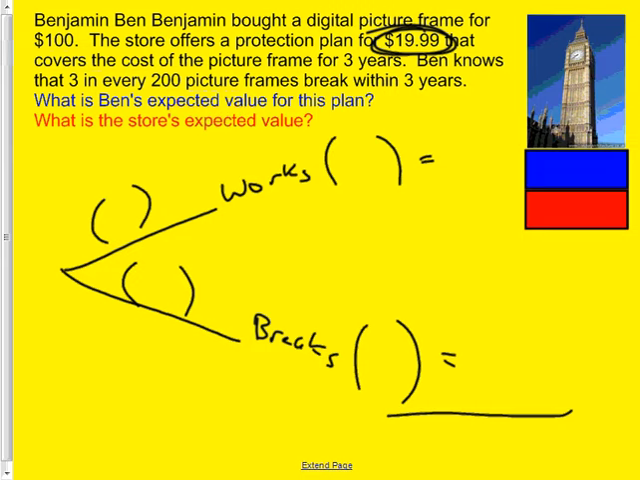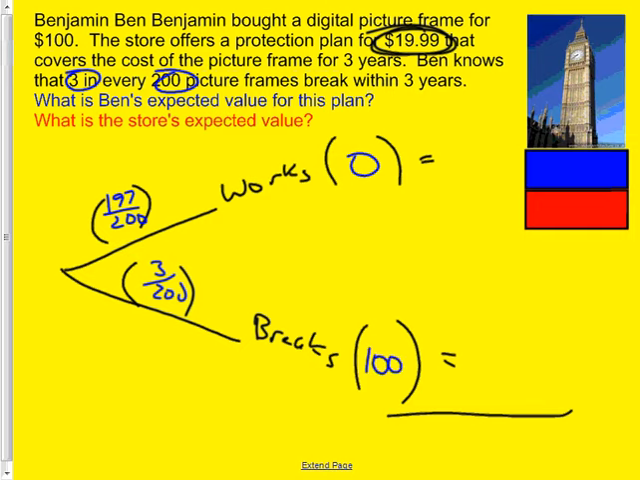All right. So do you get that since we know that 3 in 200 break, this is 3 in 200, and this is 197 out of 200. You with me so far? Okay, that's the probabilities. Now it's the amount. How much do you get when you walk into the store and say, hey, my picture frame works? 0. Like, isn't that supposed to work? But if you walk into the store, having bought this warranty, and you say, hey, my picture frame broke, they're going to be like, oh, no, don't worry about it. We'll process your return here, and we'll get you a new one. And so therefore, even though technically all you're getting is a picture frame, it's worth 100.